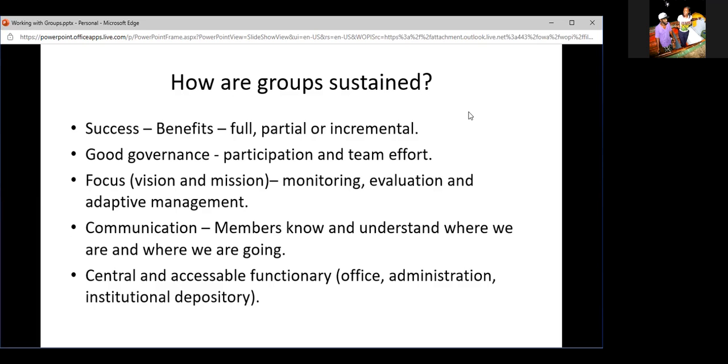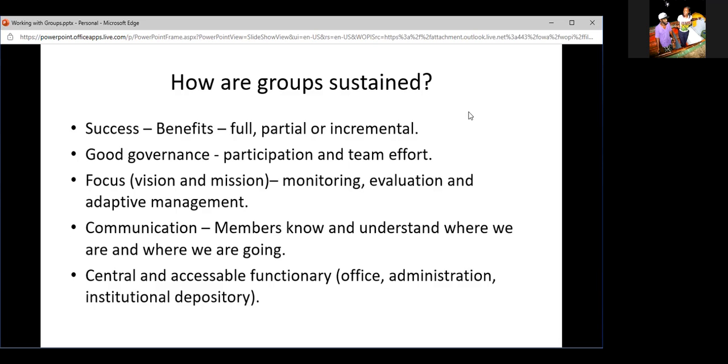So for example, one of the things that will sustain the groups is looking at the successes of the group and the benefits of the group. So we always come back together. We determine at what point we do the assessments: at the end of the day, at the end of the week, at the end of the month, at the end of the quarter, at the end of the financial year. We have to come together to determine, were we successful in achieving our goals? Were we successful in achieving the benefits that we set out to achieve?